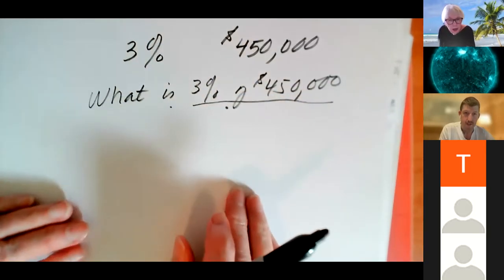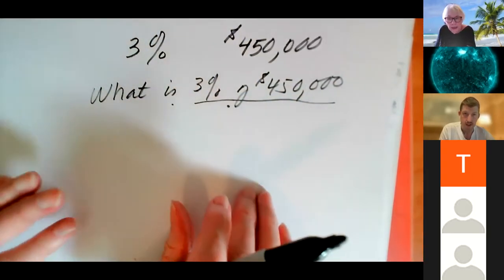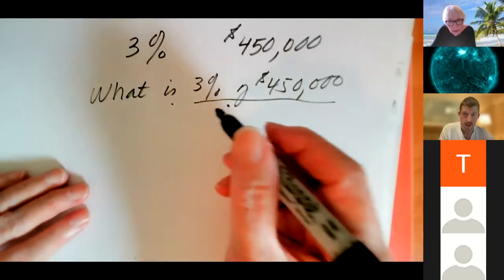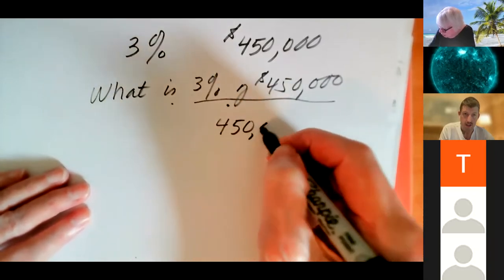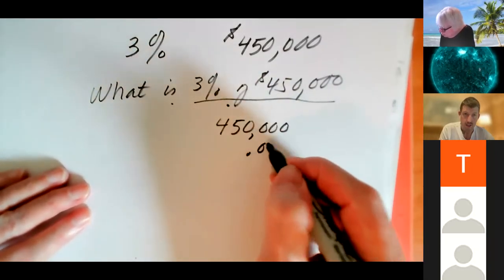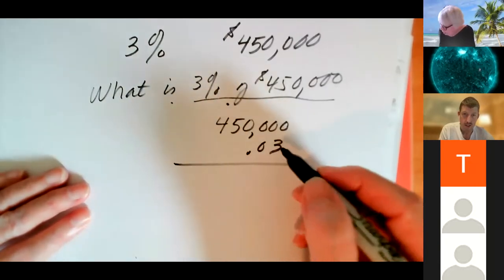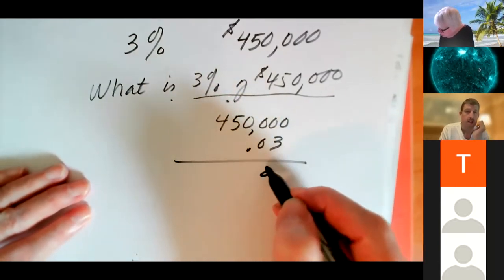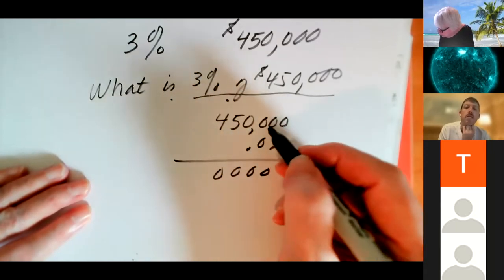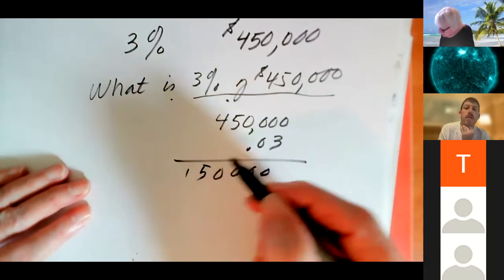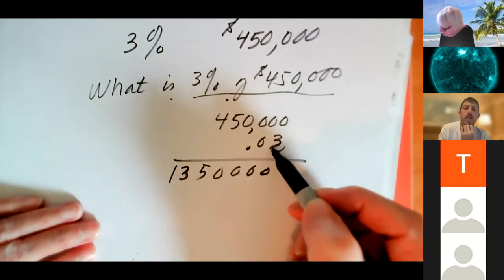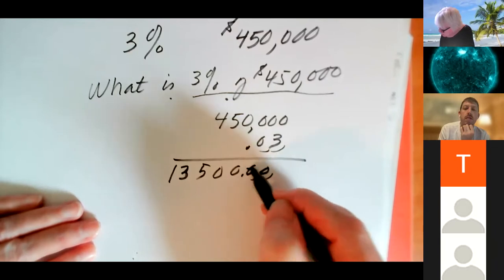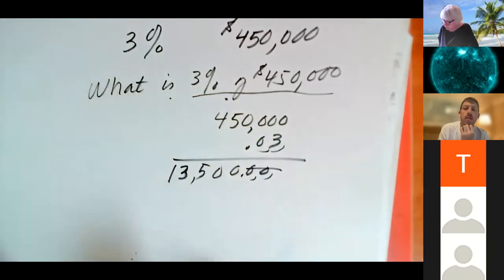This is just a multiply problem. We could do it the other way, but I'm going back and forth so that this makes sense here. So I'm going to go 450 times 0.03. I have 4 zeros here, 1, 2, 3, 4. Then I have a 15. And then I have 12 and 1 is 13. 2 decimal places. 13,500.